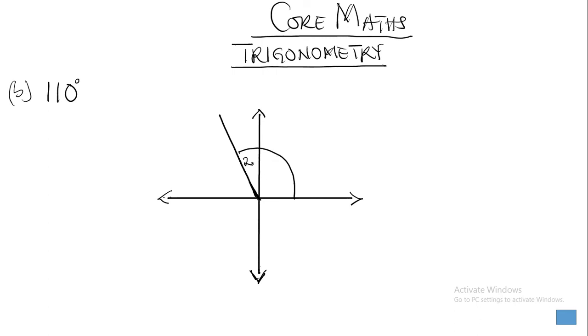So this small angle is 20, then this one is 90. So 20 plus 90 will give us 110 degrees. I hope you get it. Good. So which quadrant is an angle of 110 degrees in? In the second quadrant. Good. Right. So students, now it's your turn. Do the last two and let's see.